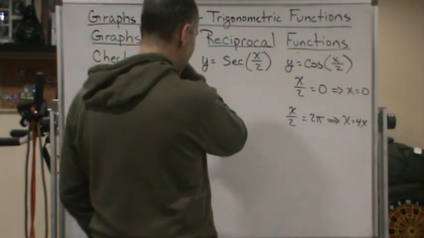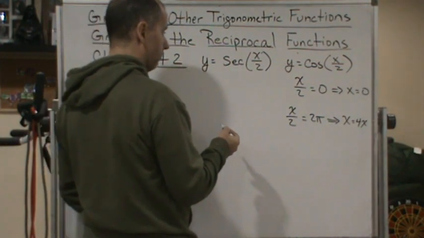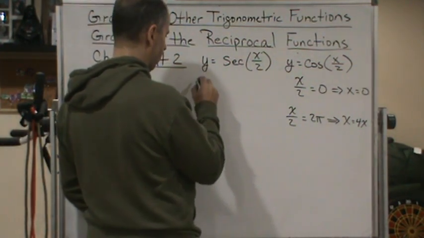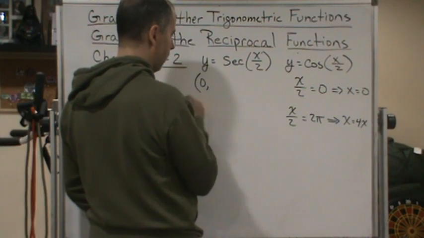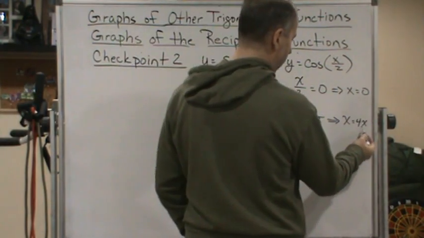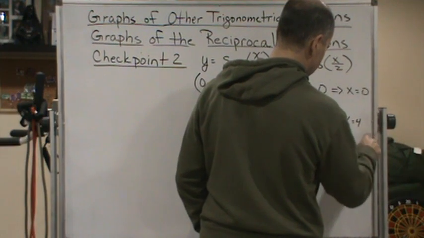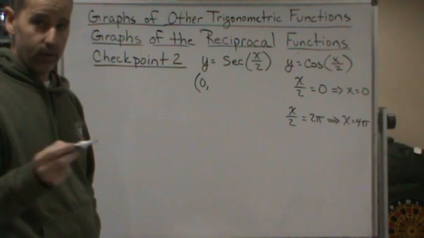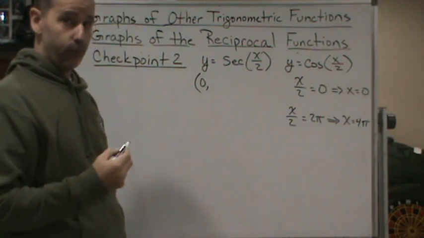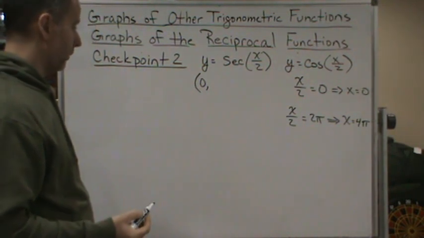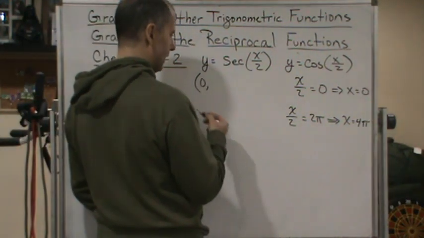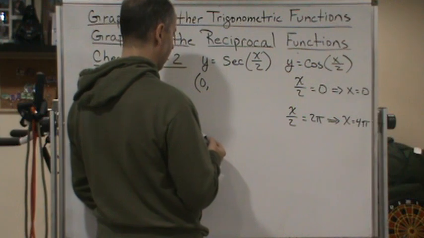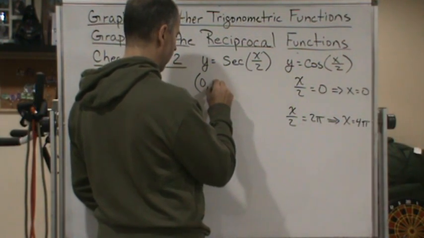Okay? So let's get our points. It's going to start at 0. Not 4x, 4 pi divided by 4, right? That's the period. So 4 pi divided by 4 is going to be pi. So at 0, it's going to be at the maximum, so that's going to be 1.